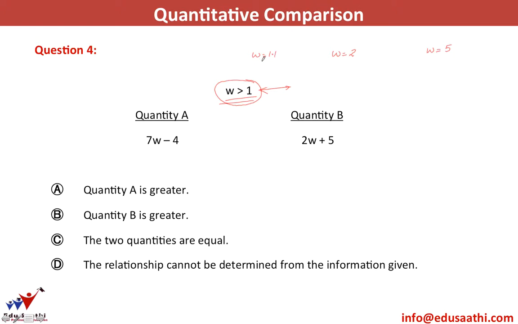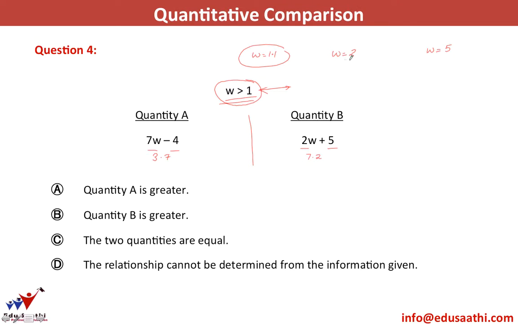So if I just look here, 7W minus 4 and 2W plus 5. I'll have to compare the two things. So if I just put the value of 1.1, it is 7.7 minus 4, which is 3.7 that I have, which is quantity A that I get when I put this value. And if I put here, it is 5 plus 2.2, which is giving me a value of 7.2. So from the first thing, what I get is option number B, because B is coming out to be greater.